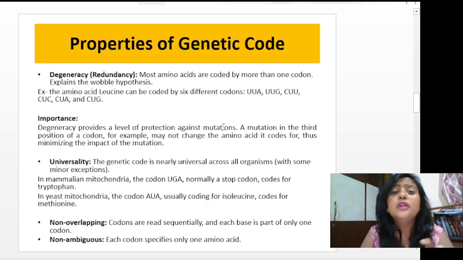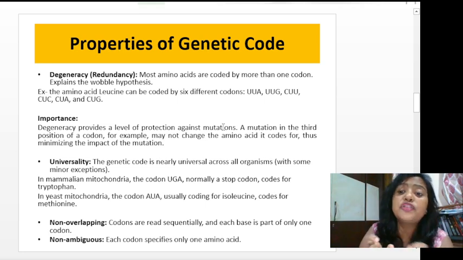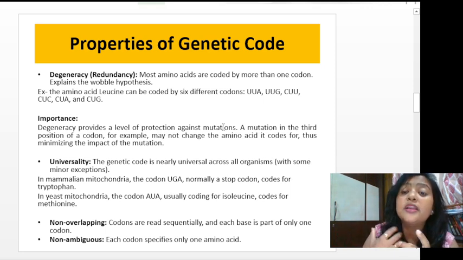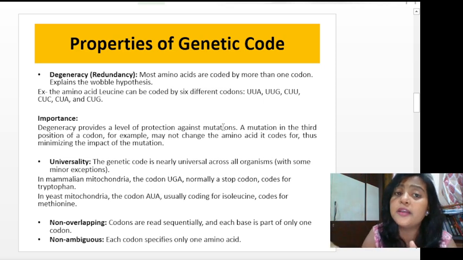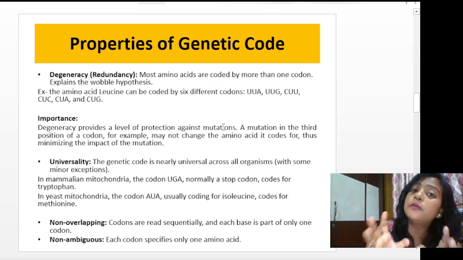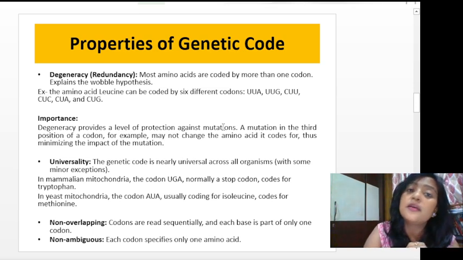We know that a mutation normally occurs in the third position of a codon. So, for example, it may not change the amino acid it's coding for. Thus, it will minimize the impact of this mutation. Since there is more than one codon specifying an amino acid, even if there is a mutation in the third base, it will not change the amino acid. So this is being protected by this degeneracy property.